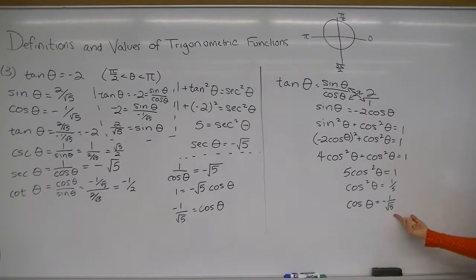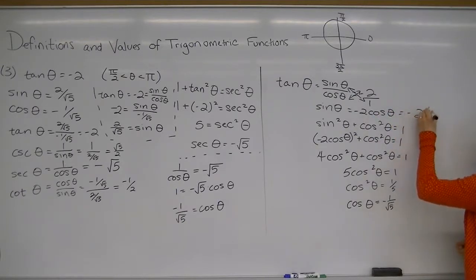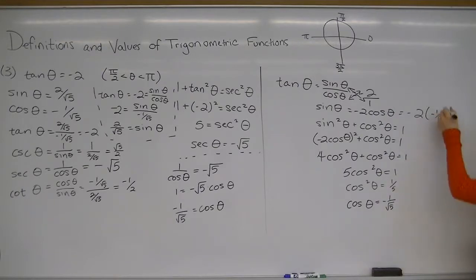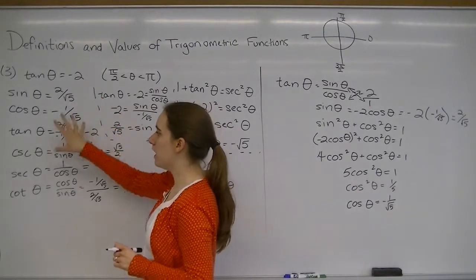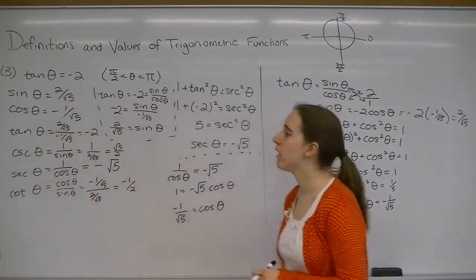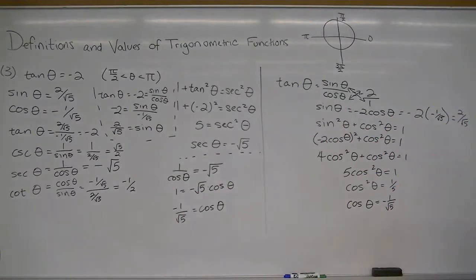The other thing we can do is now we can look back at this equation. I know that cosine is equal to -1 over the square root of 5, and sine is -2 times that. Well, a negative times a negative is a positive, so I get 2 over the square root of 5. So using this method, from tangent, I then found sine and cosine. Now I'd very easily be able to find the rest of these values using the same method. So these two would give us the same answers if we kept going.